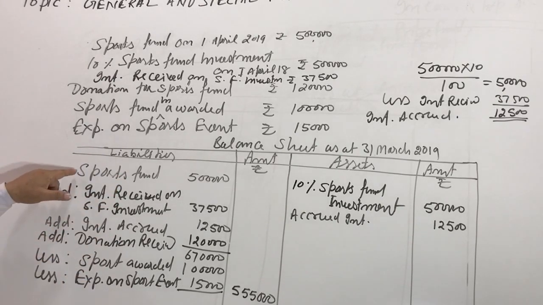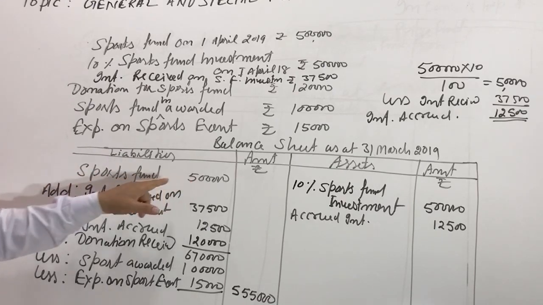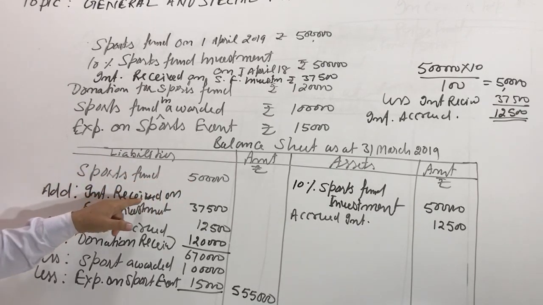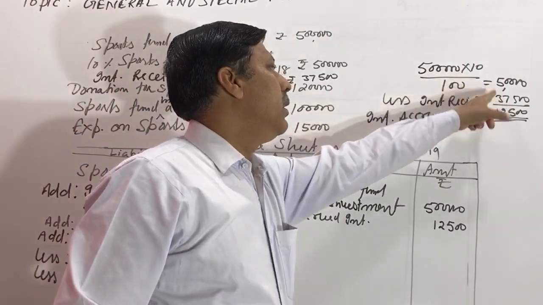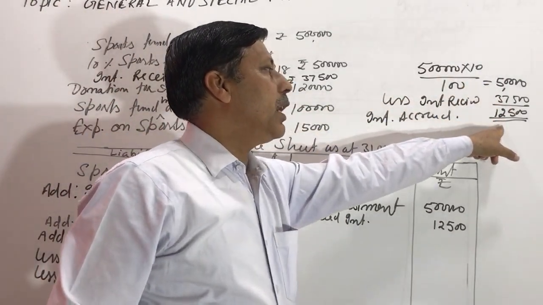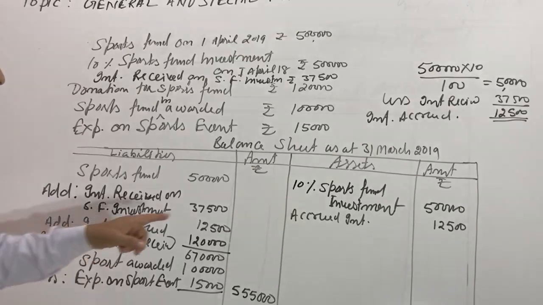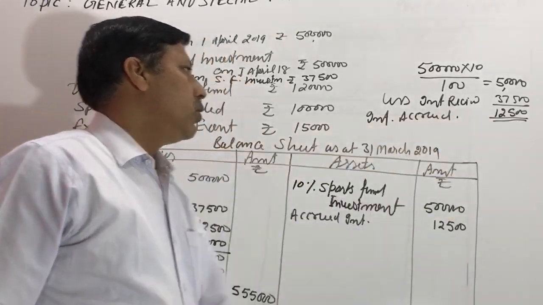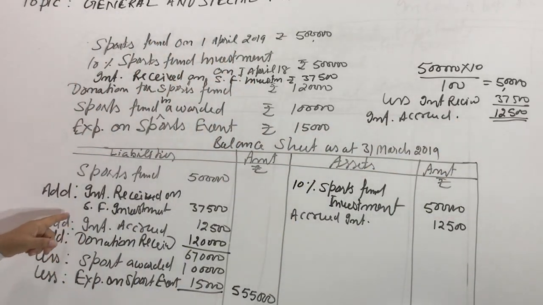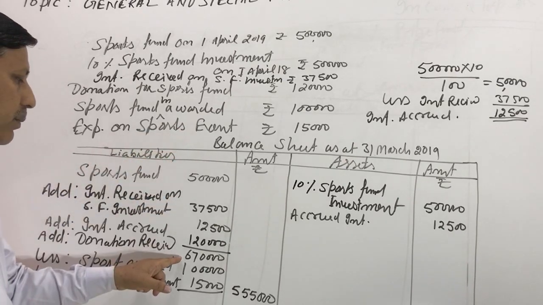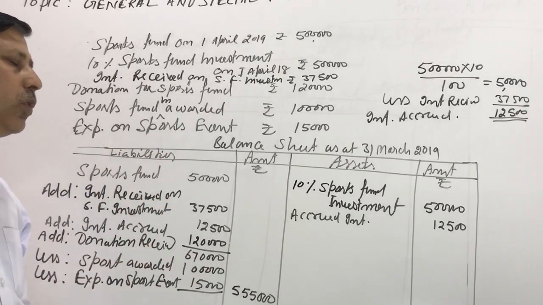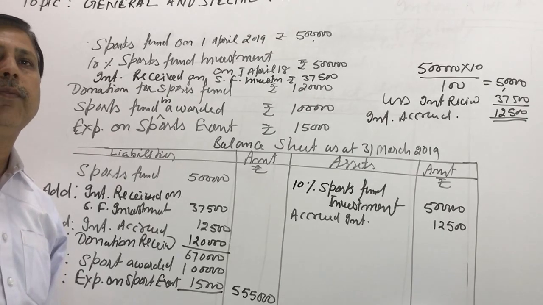I repeat it again: sports fund 5 lakh, then add interest received on sports fund investment. It is given in the question 37,500, but it should be 50,000. How much is left? 12,500, and it is the adjustment. 12,500 again we add here, and then donation received 1,20,000, and it total becomes 6,70,000 total amount regarding special fund.